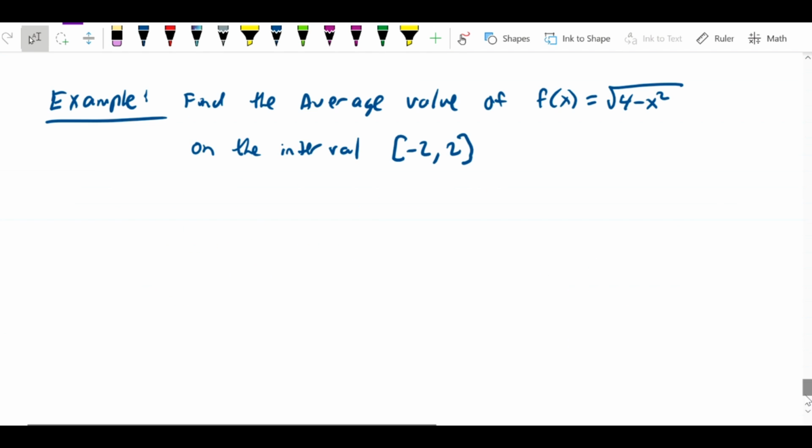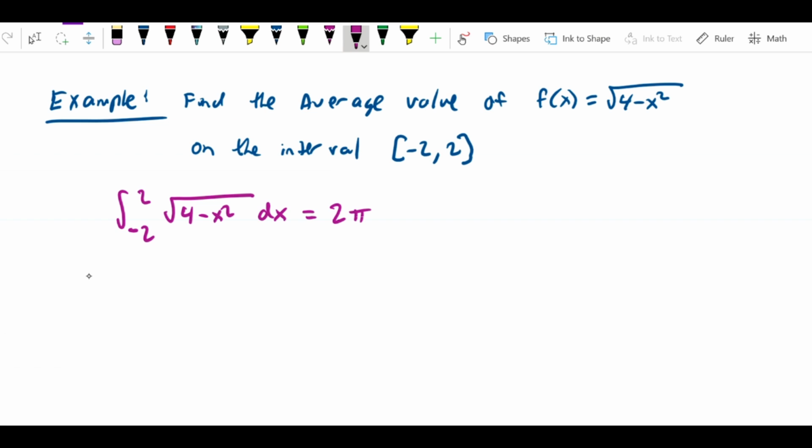So let's find the average value of the function f of x equals square root of 4 minus x squared on the interval negative 2 to 2. We already saw in the last example that due to geometry, the integral from negative 2 to 2 of the square root of 4 minus x squared dx is equal to 2 pi.